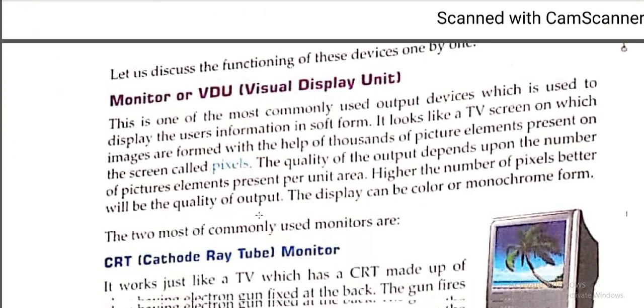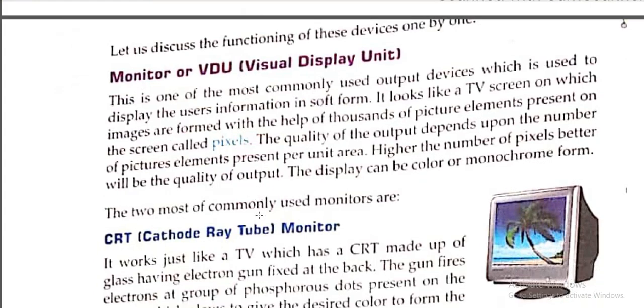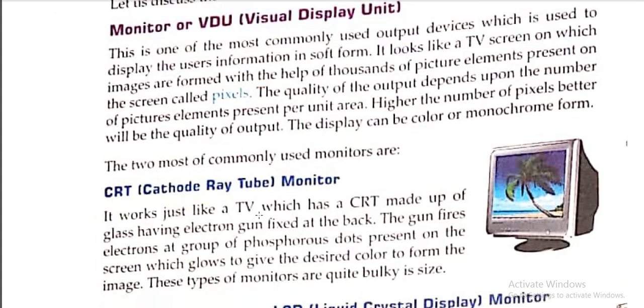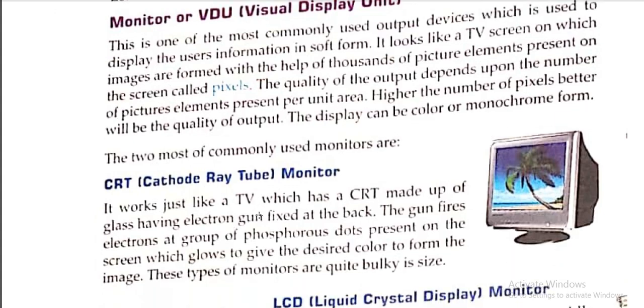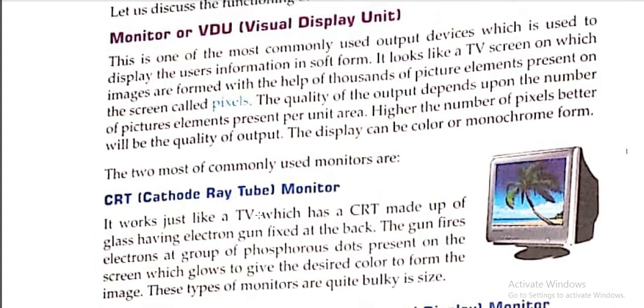Next one is the monitor or VDU, that is, visual display unit. This is also an output device. This is one of the most commonly used output devices, which is used to display the user's information in soft form.